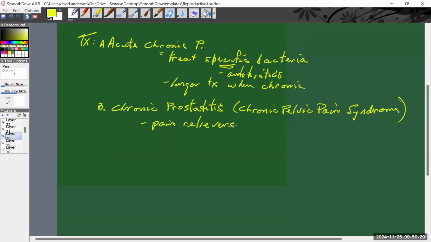Sometimes alpha blockers might be used to relax the muscles around the prostate. They're used also in benign hyperplasia situations as well. So the alpha blockers are designed to relax the smooth muscle around the prostate and the bladder. Pelvic floor exercises can help sometimes. Lifestyle modifications, decrease stress.